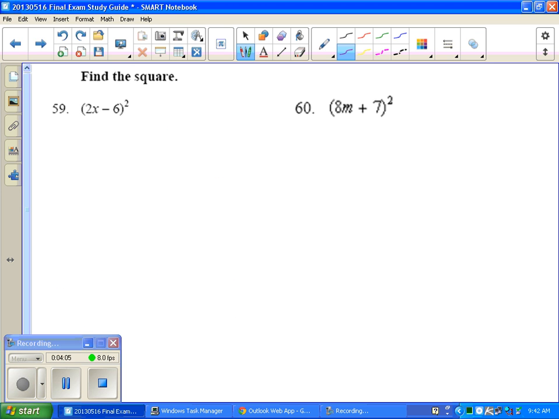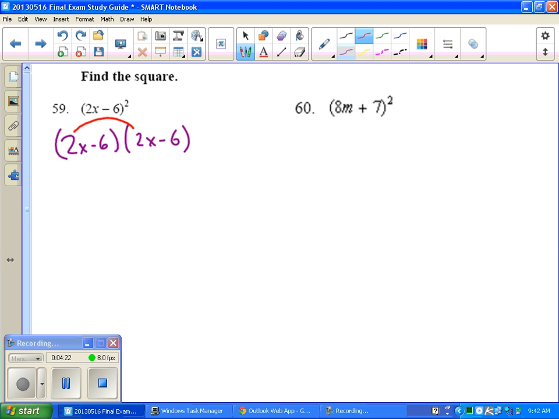Number 59 says find the square. So all you're doing, it's not 2x squared. It's 2x minus 6 times 2x minus 6. You take the whole binomial and you multiply it by itself. So then you FOIL it, F-O-I-L, first terms.